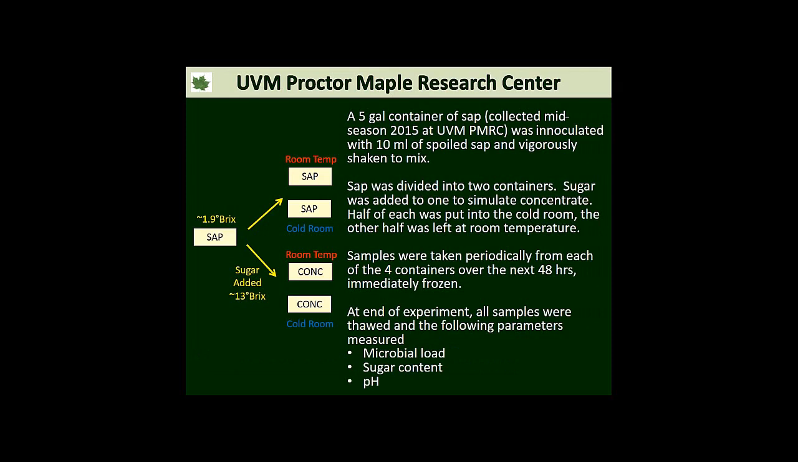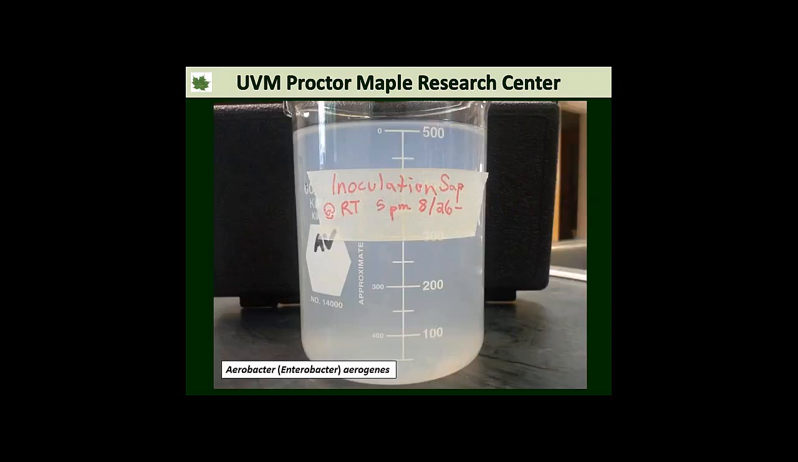So we did a study in a very similar way, where we took sap at about 2% and we split it up. Sorry that you can't read this very well, this is sap at room temperature, and sap that we stored in the cold room. We added some sugar to it to bring it up to about 13 brix, so it would be about like concentrate, kept some at room temperature, some in the cold room, and we measured microbial load, sugar content, and pH to see what would happen in terms of sap quality.